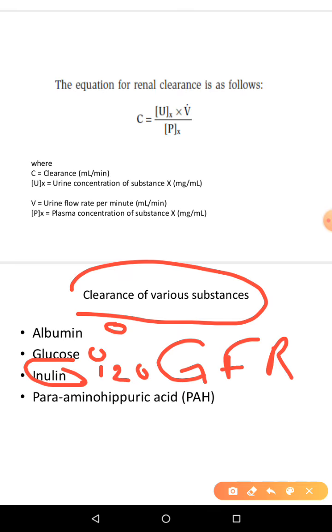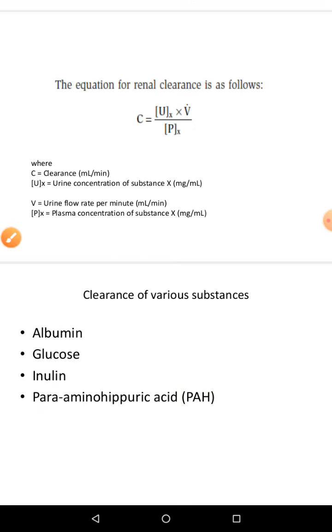Okay, 120 mils per minute. And then we have this substance. This substance is called PAH, or para-amino hippuric acid. This one has the highest clearance of all substances. Why? Because it is both filtered and secreted. Okay, so it has the highest clearance of all substances.